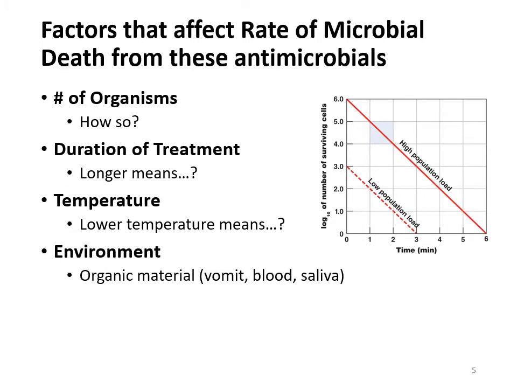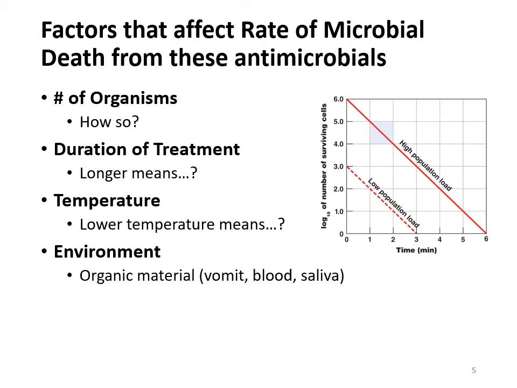Then we have the next one, which is my favorite. That's the environment. But when we talk about the environment, we don't mean trees and greenery and all of the environmental stuff like that. What we mean here is the presence of organic material. All the fun stuff that nurses love dealing with, like vomit, blood, pus, saliva, urine, any of that, okay? These organic materials decrease the rate of microbial death by antimicrobials for a couple of reasons, okay? I know you don't want to do this, but picture a whole bunch of vomit right on your patient's lap, right? And you go to clean it up.